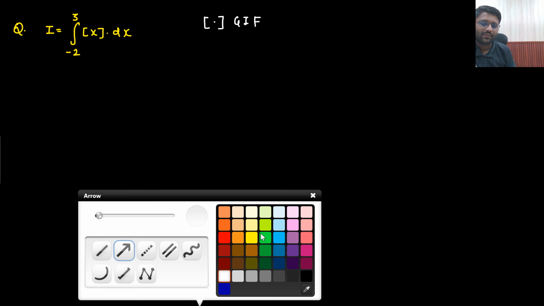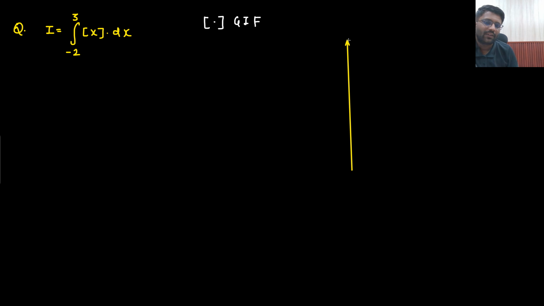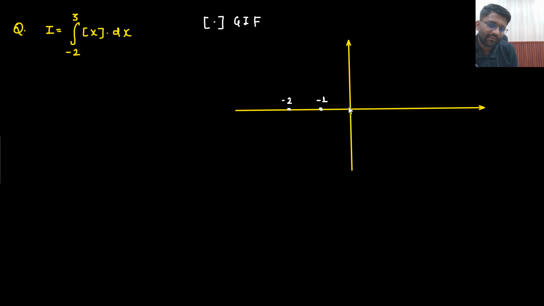Next one, greatest integer function. This is your greatest integer function. Greatest integer function between minus 2 to 3. Do one thing, draw the graph. Can you draw the graph of the greatest integer function? Between minus 2 to 3 only we need to draw. So I know where it will change. It always changes at the integer.